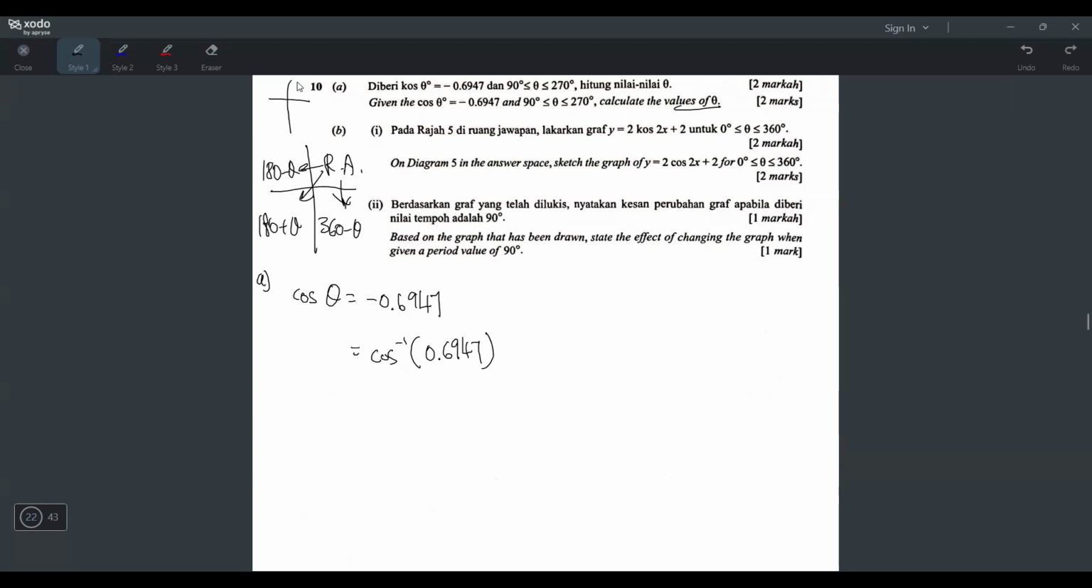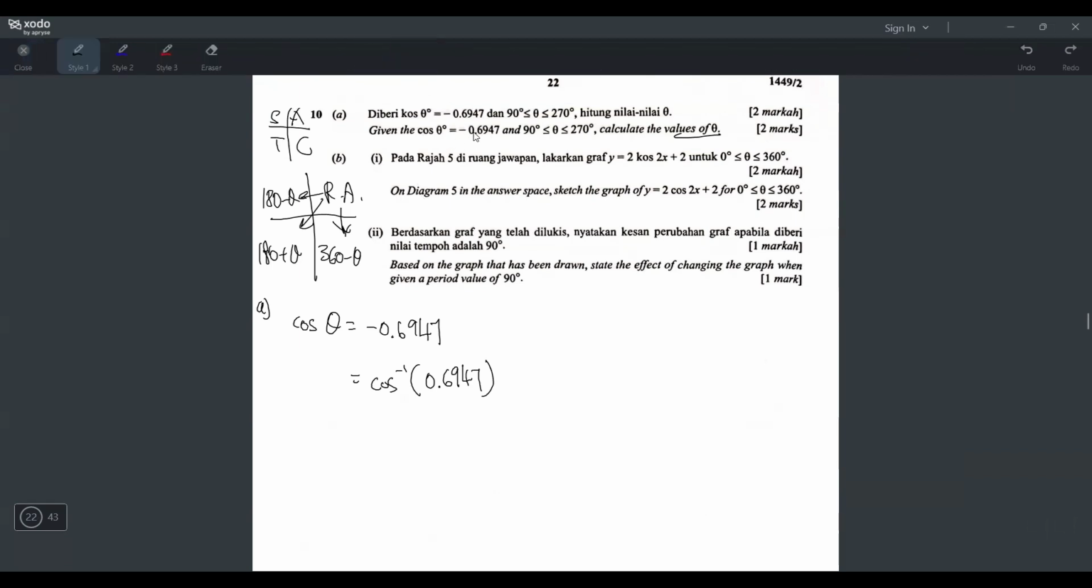So let's write down ASTC. Sekarang saya punya cos jawapan bernilai negatif. So if cos is positive, it will be quadrants 1 and 4, right? Because in quadrant 1 all are positive, and in quadrant 4 cos is positive. But cos negative will be the other side. So 2 and 3. So it means cos negative, your answer will be in the second quadrant and third quadrant.